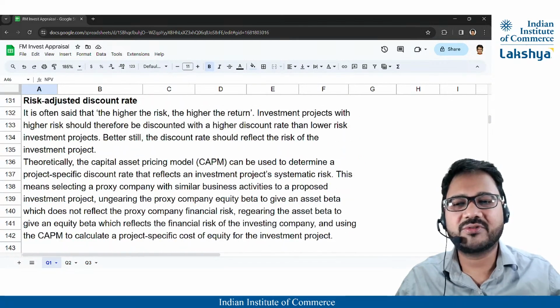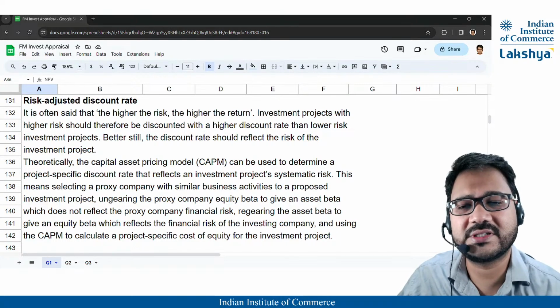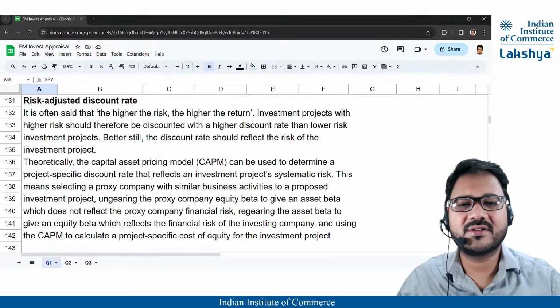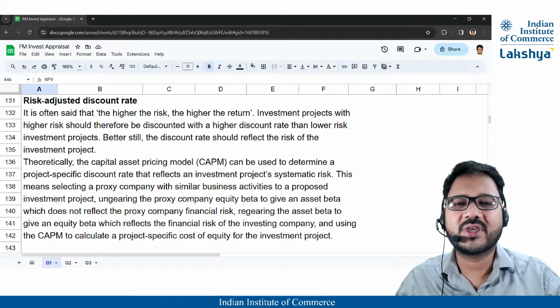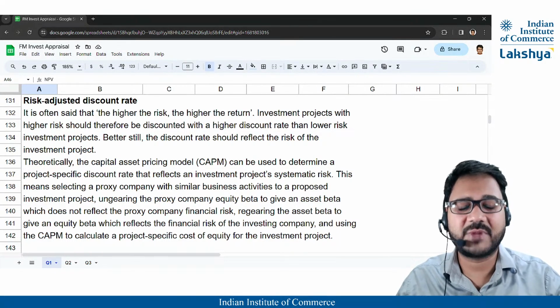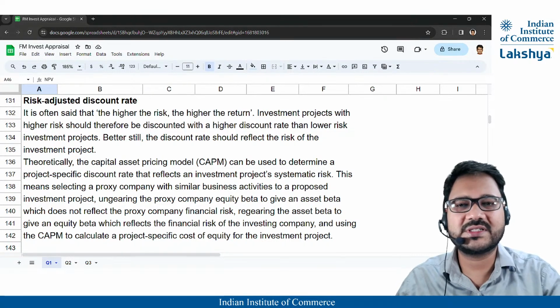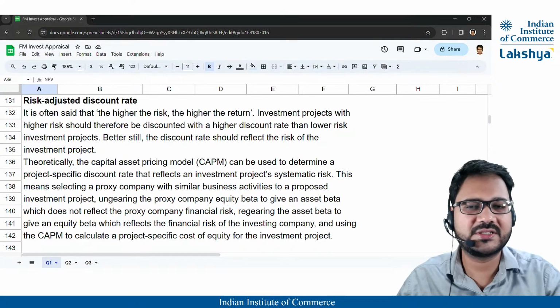Risk adjusted discount rate. So you are adjusting the discount rate only for the risk. In fact, the base of the CAPM model is beta, which is a measure of systematic risk. So based on risk, a cost is arrived at using CAPM. You can use that CAPM model and ascertain risk and therefore ascertain WACC as per that.